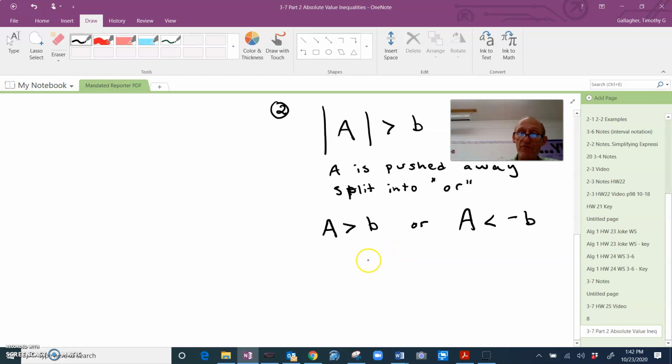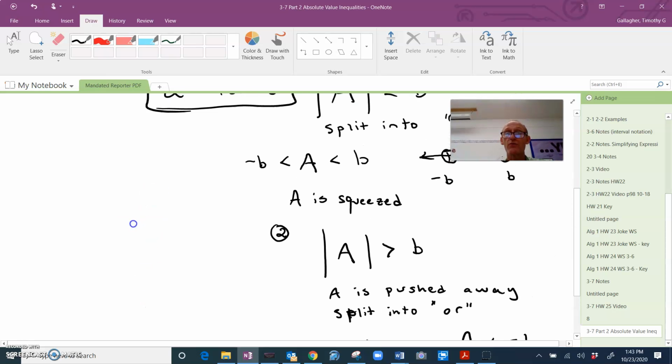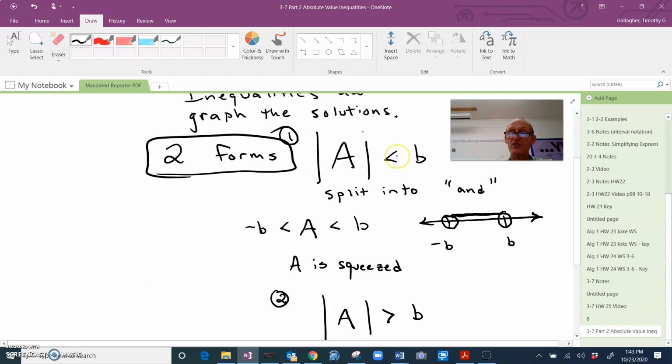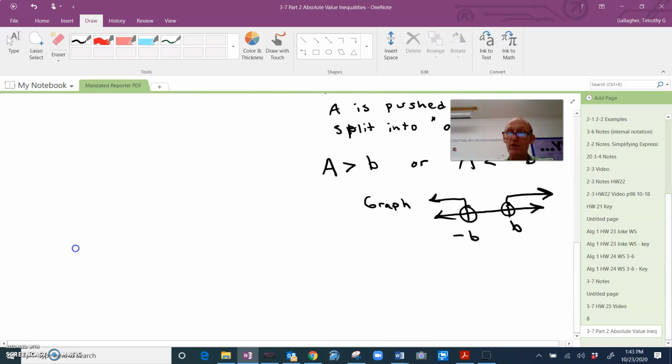So that graph looks like this. This is B, and it's bigger than the positive, see? And this is the opposite of B, and it's smaller than the negative. So the absolute value of A greater than B is pushed away. And the absolute value of A less than B, it's squeezed in there. All of the solutions are squeezed in there. So let's take a look at a few examples and what that looks like.